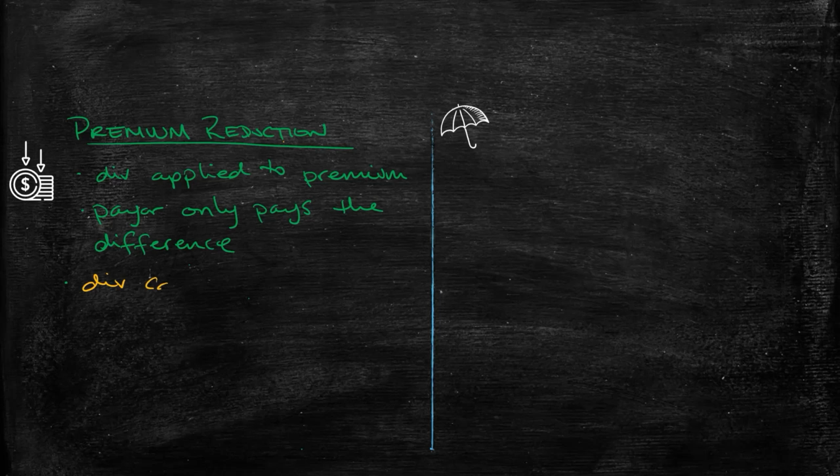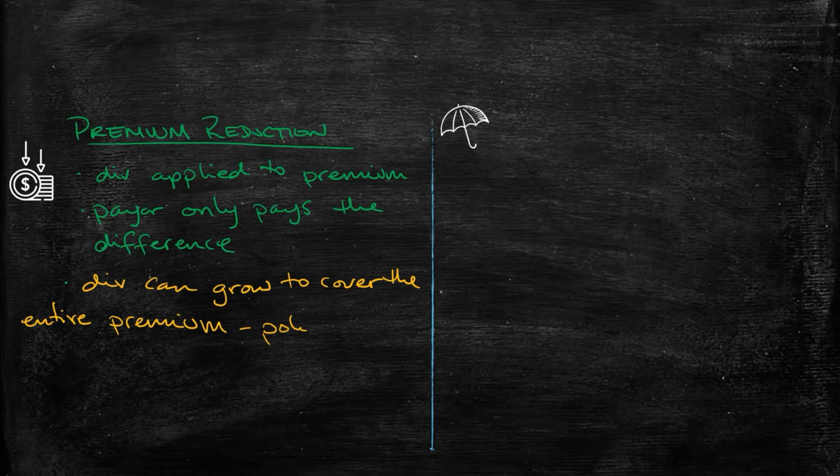And over time, it's possible that that dividend can grow to cover the entire premium. So instead of $100, maybe it's hitting $120. And so in that situation, the policy actually goes into premium offset. Now, with premium reduction, it is possible that it can come out of premium offset. But during the time that the holder, the payer, is not paying for the policy, it is in premium offset.